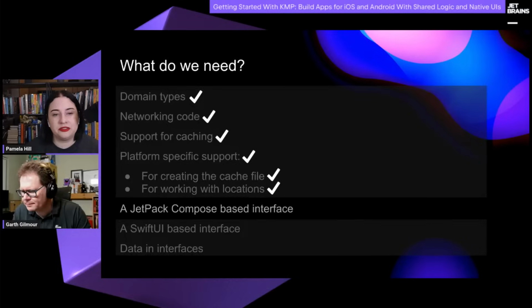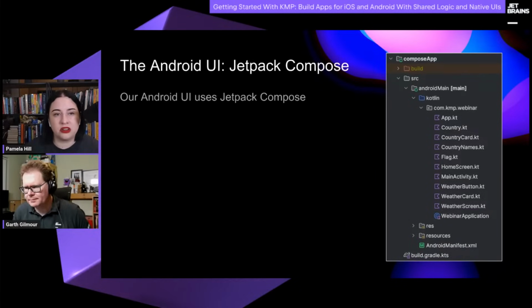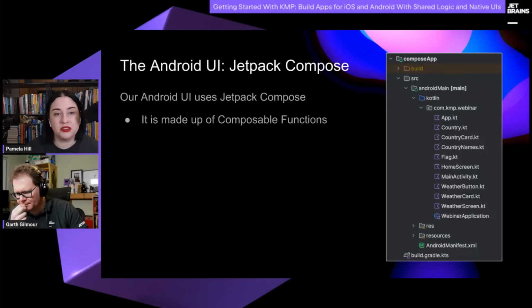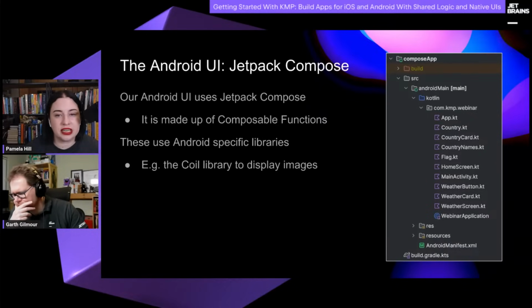So then we have to finally start creating our user interfaces. So first we have our Jetpack Compose based interface, where you can see there, we are going to develop our Android UI using Jetpack Compose, and it is made up of composable functions. And so these are going to be able to use Android-specific libraries. Here we are in Compose app, so we can use Android-specific libraries like Coil to display images, and I also used AndroidX navigation to navigate between the two screens. And so they have to live in Android main.